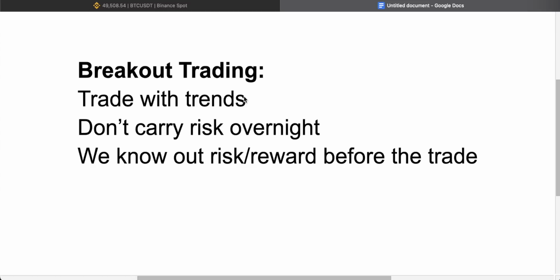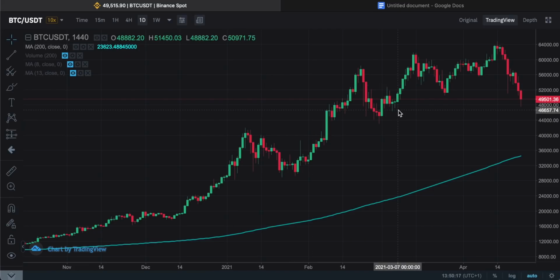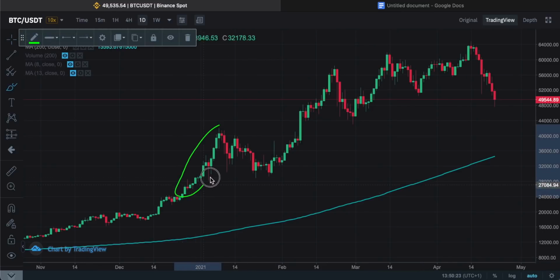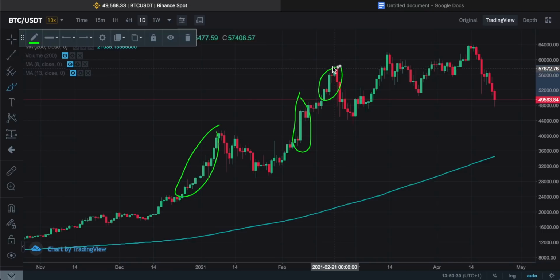Now with breakout trading, what we're looking for is a breakout in the price of an asset that will hopefully make us some very good profits short term. And you can definitely see some breakouts in the chart. So this would definitely be a breakout right here. This is another breakout. We actually have a breakout to the downside right here. This is a potential breakout that we could take advantage of.